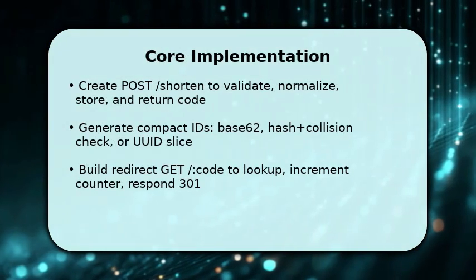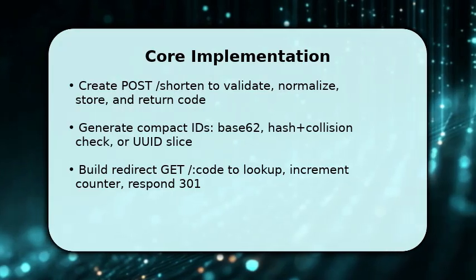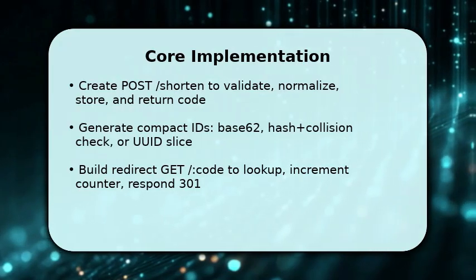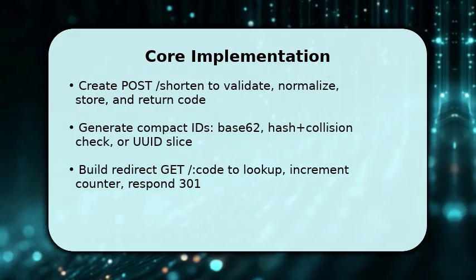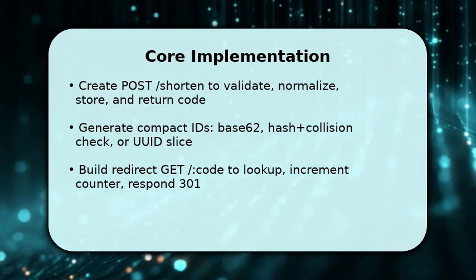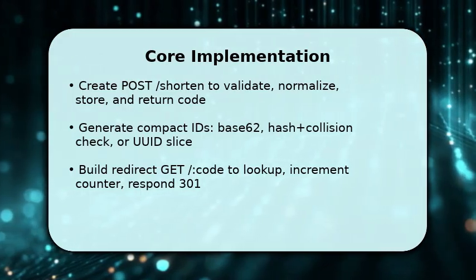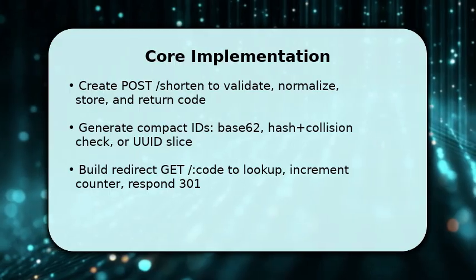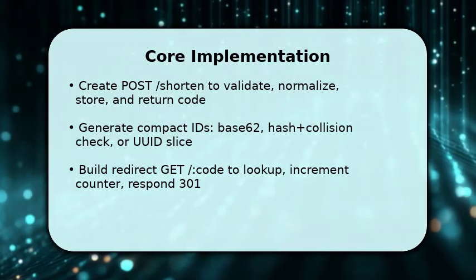Create a POST /shorten endpoint that validates and normalizes input, prevents open redirect, stores the long URL, and returns a short code. Use base62 encoding of an incremental ID or a truncated hash with collision checks to generate a compact ID. This balances length versus predictability.